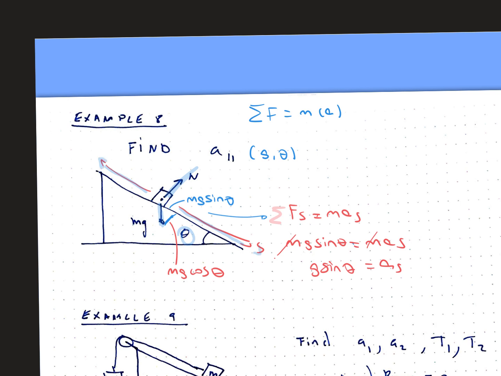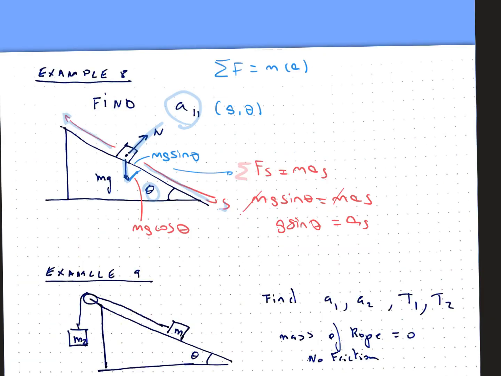Therefore, based on Newton's law, we could say the sum of the forces in the acceleration direction is going to be equal to mass times acceleration, which is what we're finding right now.